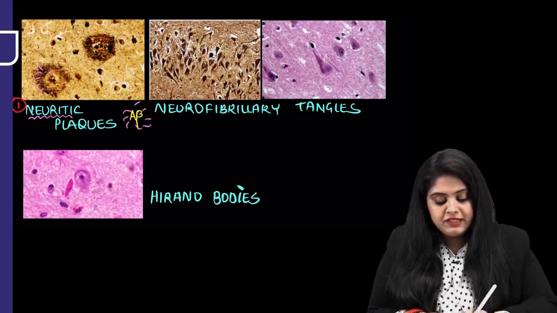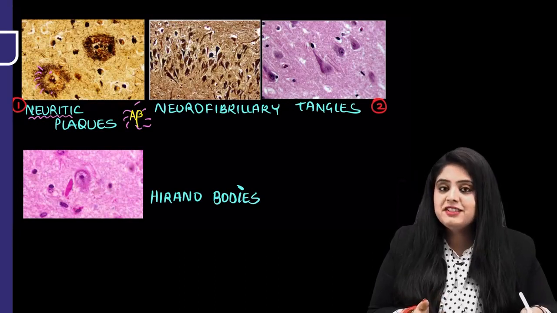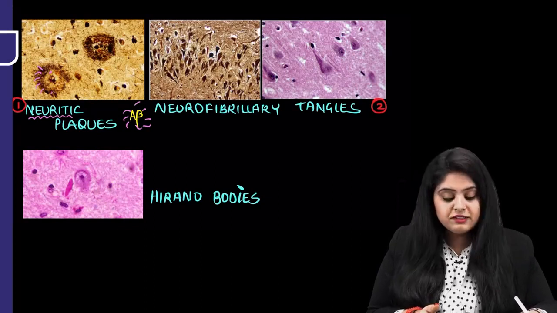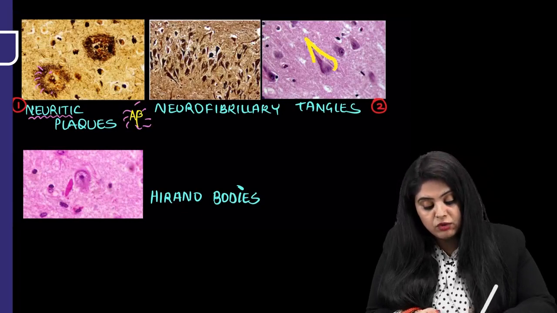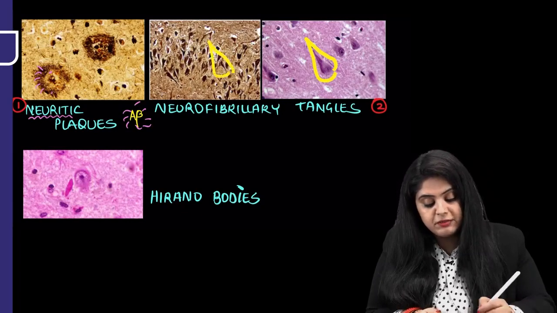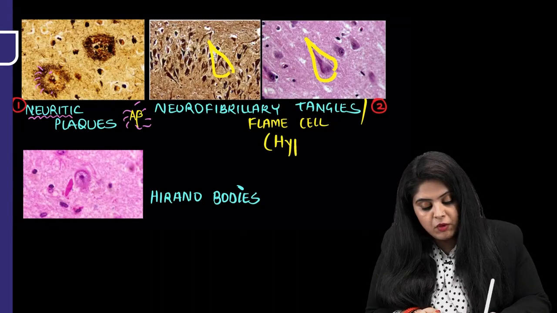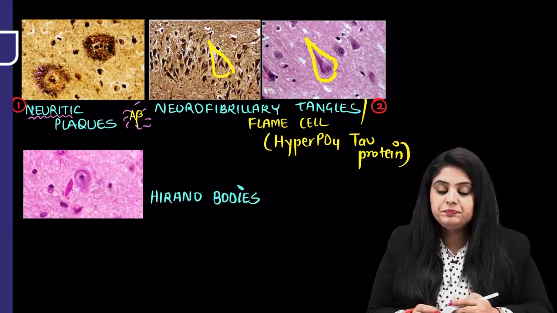What else? We see NFTs. NFTs is not the NFTs that you're seeing on social media nowadays. NFT is neurofibrillary tangles. They ask you the composition. So, pehle to look how they are seeing. They are appearing like flames. Many people believe that neurofibrillary tangles are nothing but flame cells. And if they ask you what it is made up of, it is hyperphosphorylated tau protein. That is a question that you get in the exam as well.